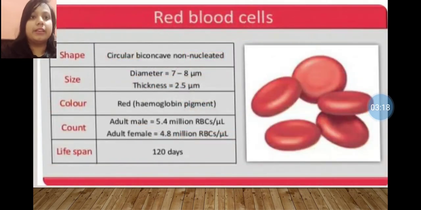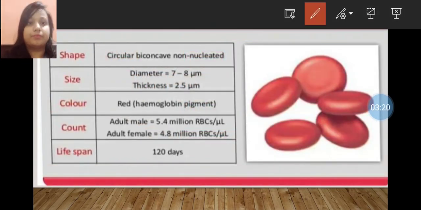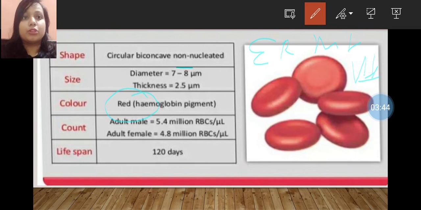In the next slide, red blood cell. It is clear from the name, red blood cell. So, what is the color of RBC? It will be red. When RBCs are immature, they have ER and mitochondria, and also have HB and a nucleus. But when they are mature, they are devoid of nucleus. They are non-nucleated and circular biconcave.